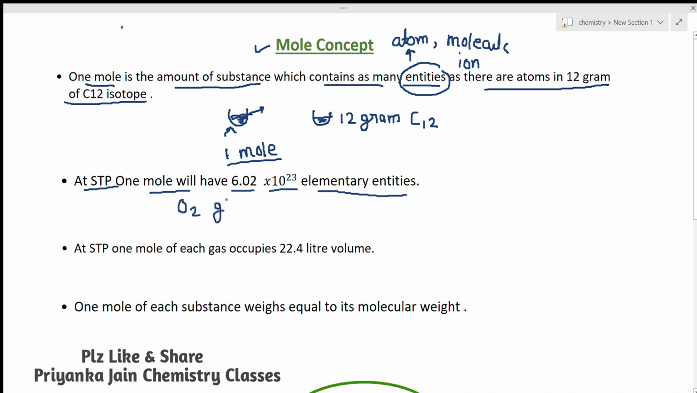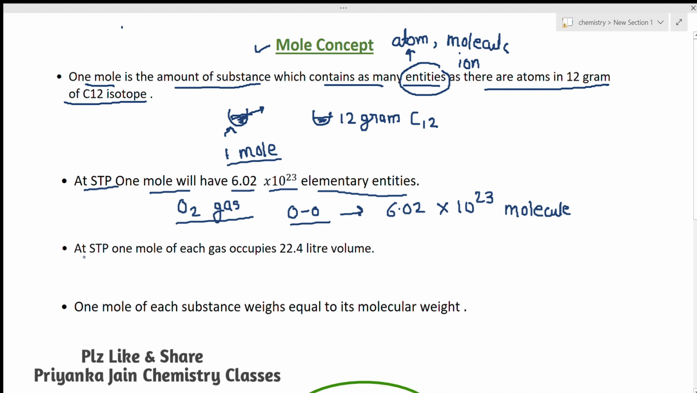We know that naturally occurring O2 gas is present as O2 molecules, so this is a molecule. So if we are taking 1 mole of this, then it will have 6.02 × 10^23 molecules. Why? Because this is present in molecular form. If we are taking atoms, then they will have 6.02 × 10^23 atoms, right? So you should remember this.